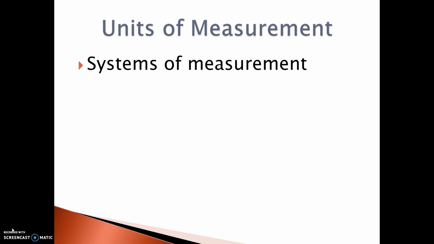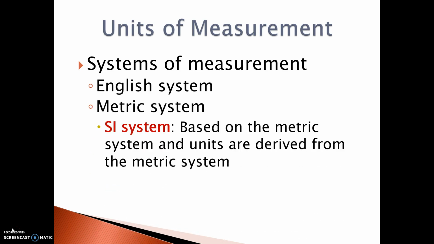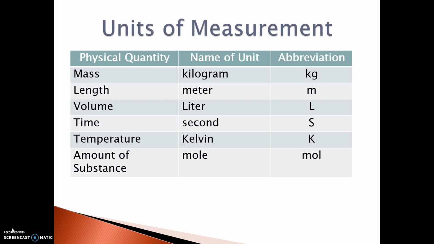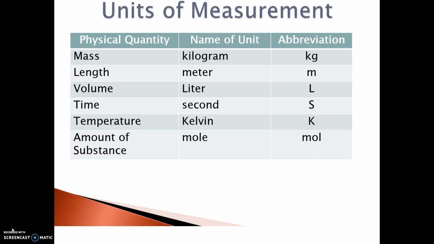Scientists recognized a long time ago that a standard system of units had to be established if measurements were going to be useful. In the United States, we use the English system, but throughout the world, the metric system is used. Specifically in science, we use what's called the SI system, and it is based on the metric system and its units. In the table, there are some fundamental SI units you should be familiar with from your first-year chemistry course. We will be using these units as well as adding to this list in AP Chemistry.